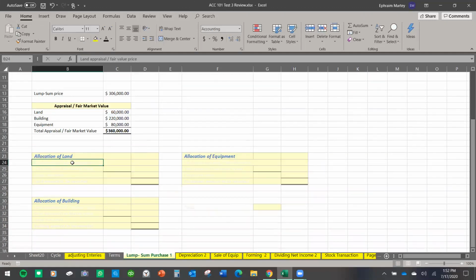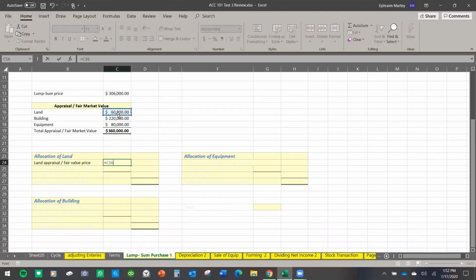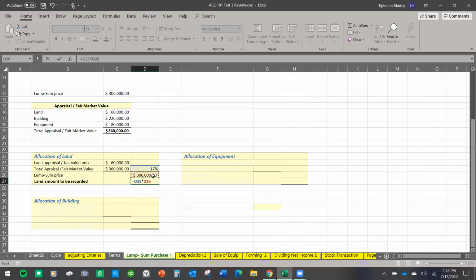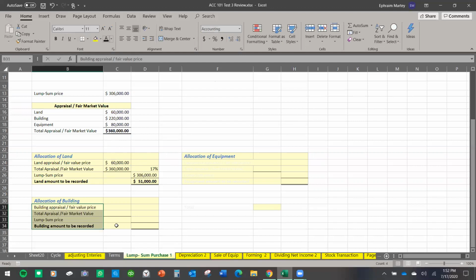For the allocation for land, I'm going to begin by finding my appraisal value, which is 60,000. My total appraisal value is 360,000. I'm going to divide these two together, and I find 17%. That 17% will be multiplied by my lump sum price, which is 306,000. In order to find the allocation, I multiply this percentage by my lump sum price. So that's 51,000.